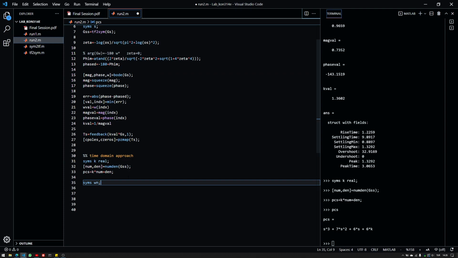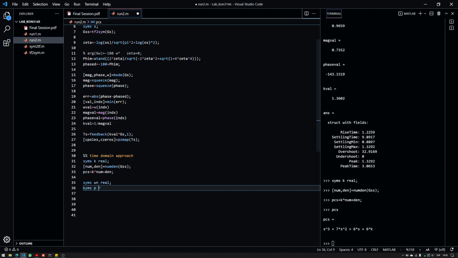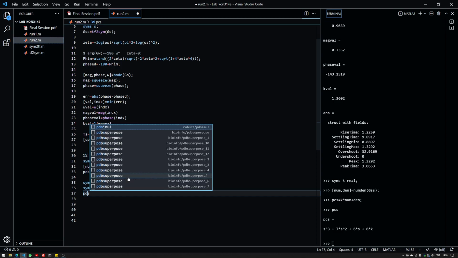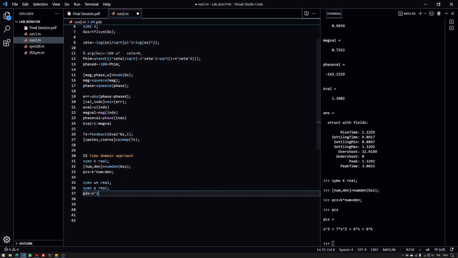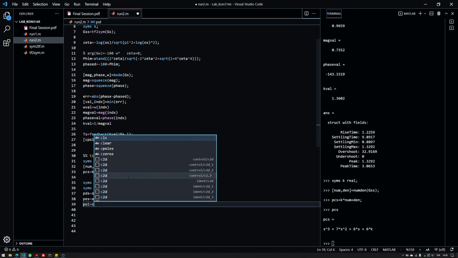So that's one of our unknowns. And we will also have a residue pole, let's call it P. Now our desired closed loop polynomial or characteristic polynomial should consist of PDS, which is s squared plus 2 times zeta times omega n times s plus omega n squared, and PES, the product of PDS and PES, s plus p. So let's have this, which should be the multiplication.